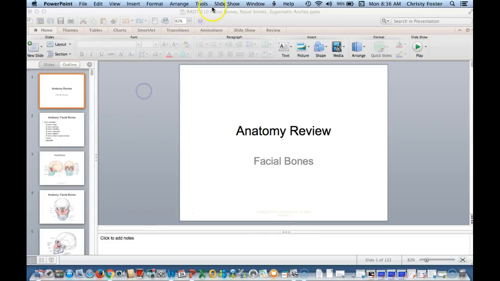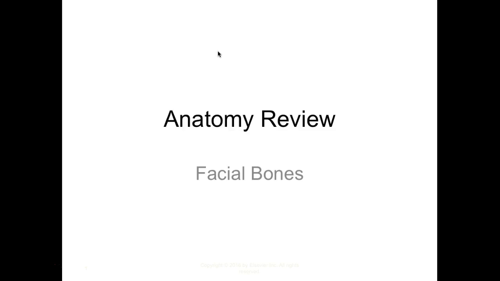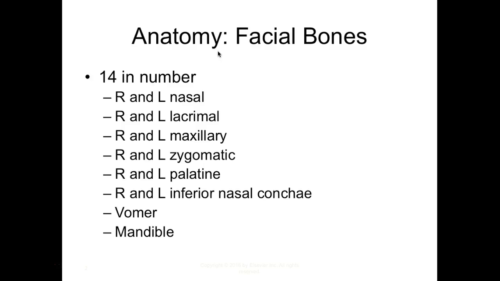Okay, students, we're going to go ahead and start up on your 210 facial bones, nasal bones, and zygomatic arches. So when we're looking here at the facial bones, there are 14 total in number. We're looking at rights and lefts, and it's the biggest error that you guys make when we say, okay, label the facial bones, how many are there? You guys are missing either the right or the left, so make sure that you understand that there's two. So there's 14 in number.